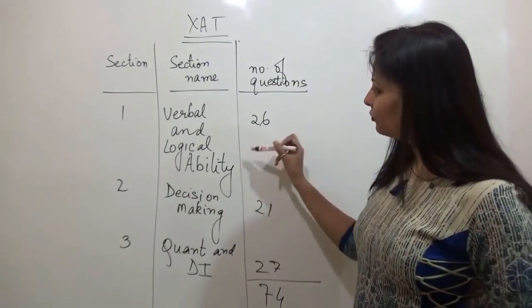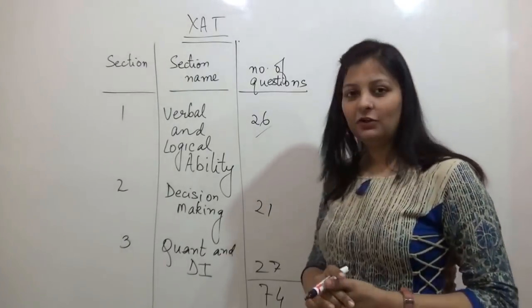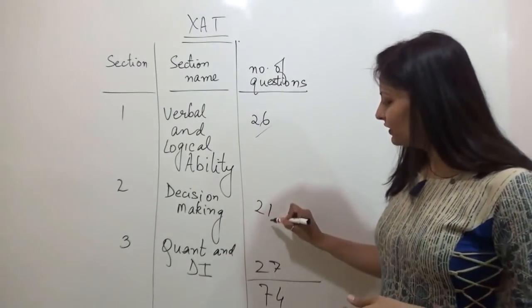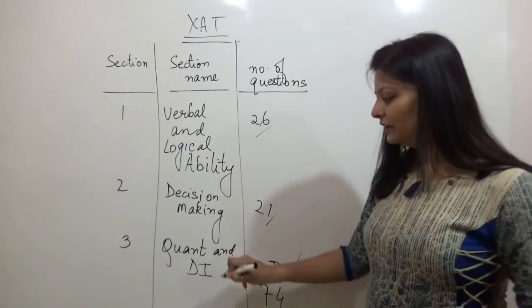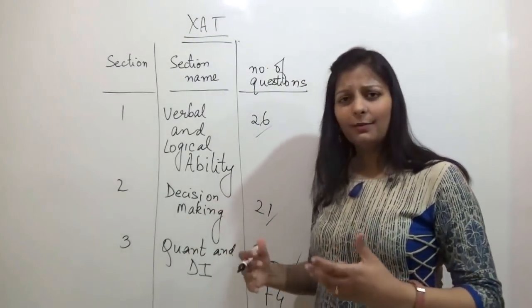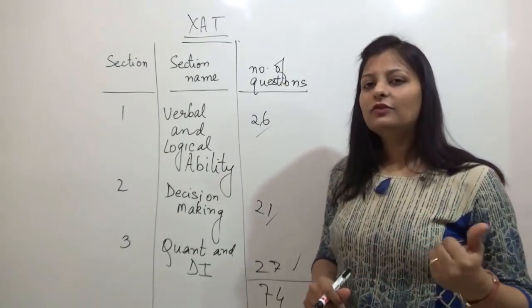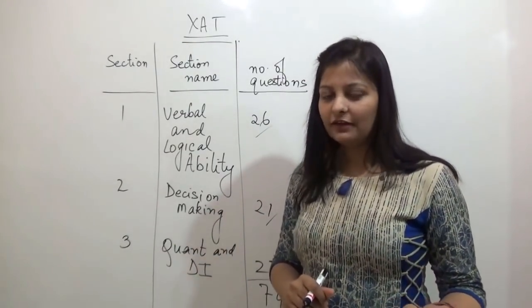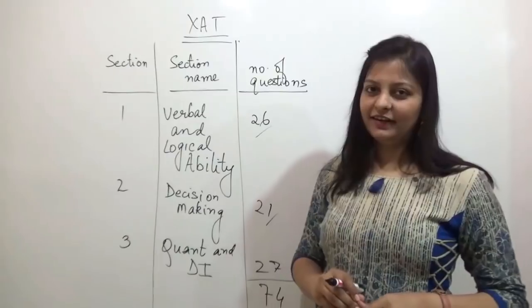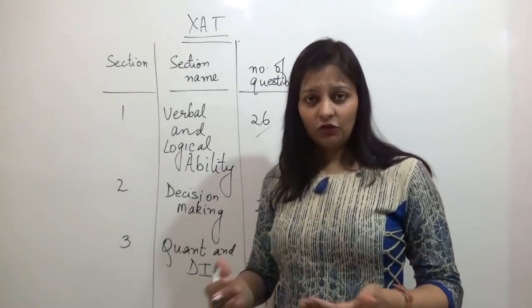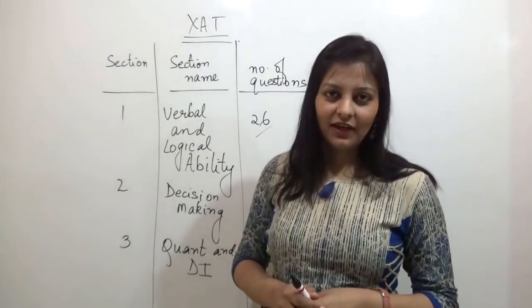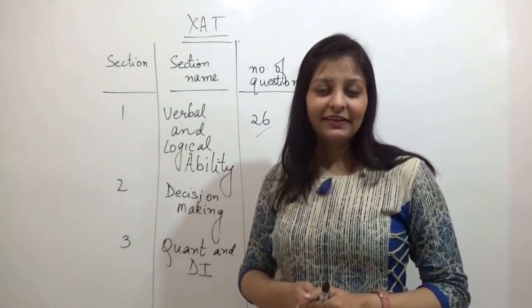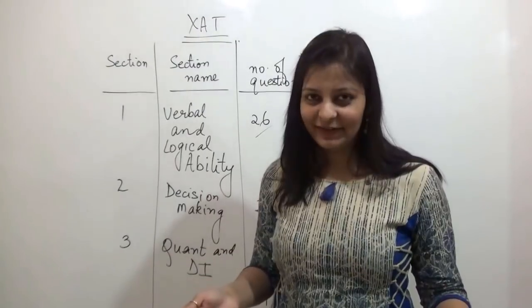As you can see, there were 26 questions of verbal and logical ability, 21 questions from decision making and 27 questions from quant and DI. Apart from this, there was also GK, that is general knowledge, and essay writing in XAT 2018. Even this year in 2019, you are going to have the same sections plus general knowledge. But the good news for you is that there's going to be no essay writing.